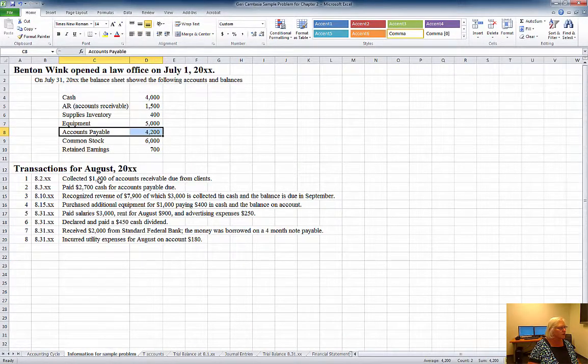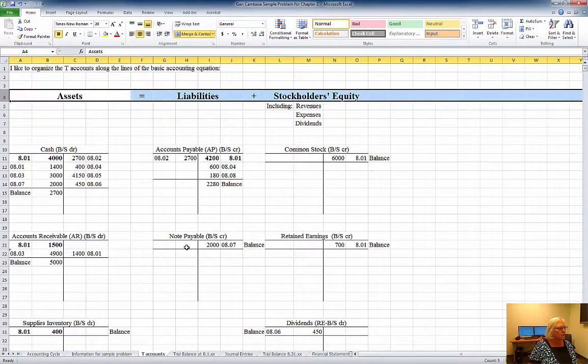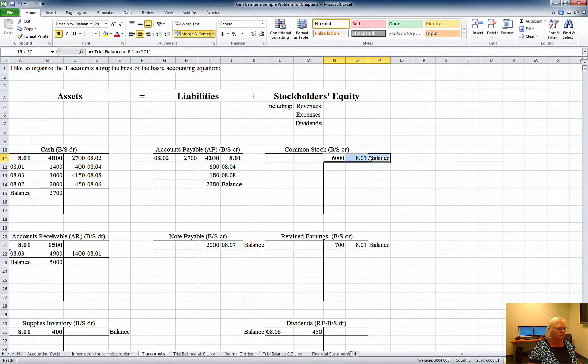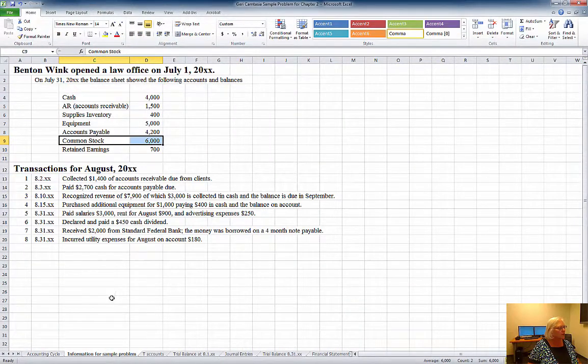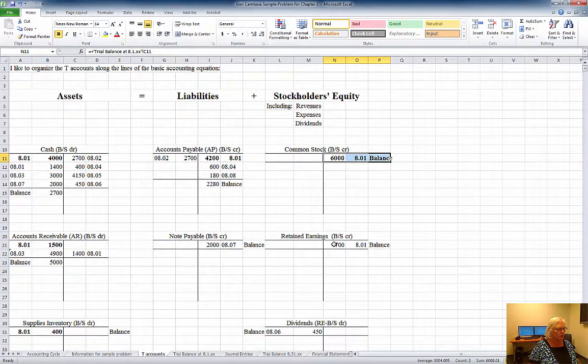We just did accounts payable. All right, common stock has a credit balance of $6,000. So I can put common stock credit balance there, $6,000. We've taken care of it. And retained earnings has a beginning balance of $700. So that would be a normal credit balance for retained earnings, and we've done it.